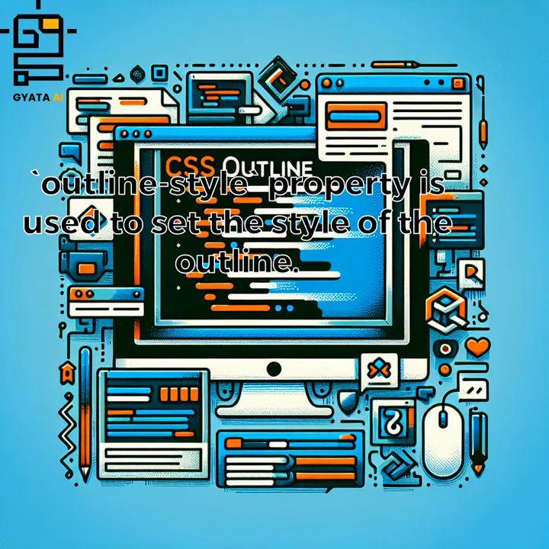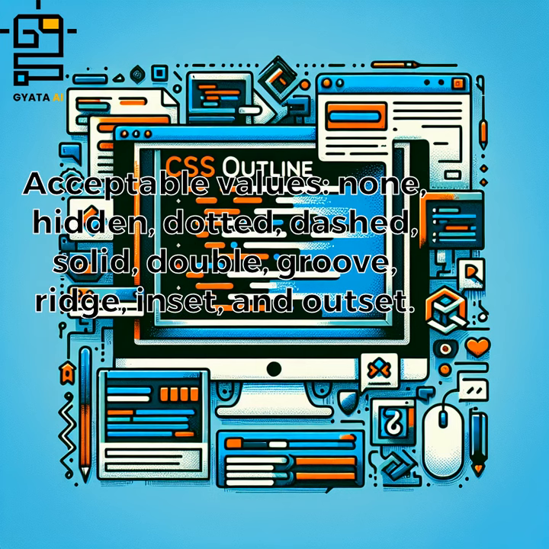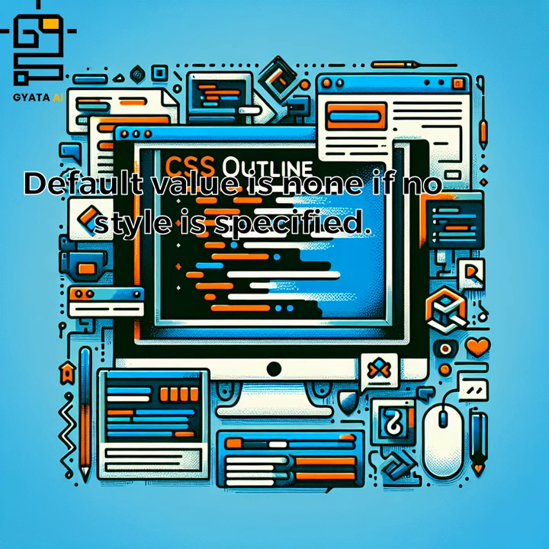Outline style. The outline style property is used to set the style of the outline. Acceptable values: none, hidden, dotted, dashed, solid, double, groove, ridge, inset, and outset. The default value is none if no style is specified.